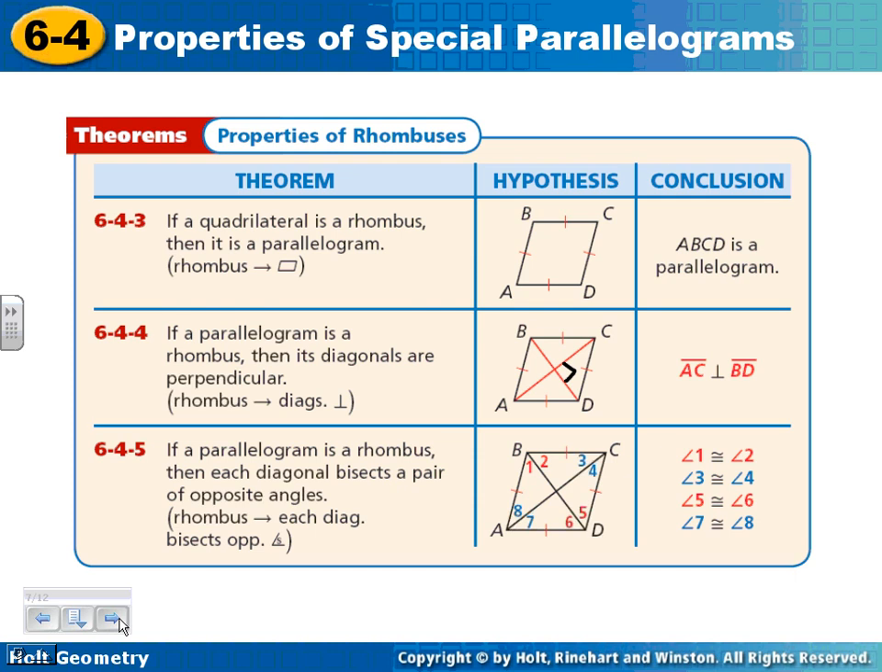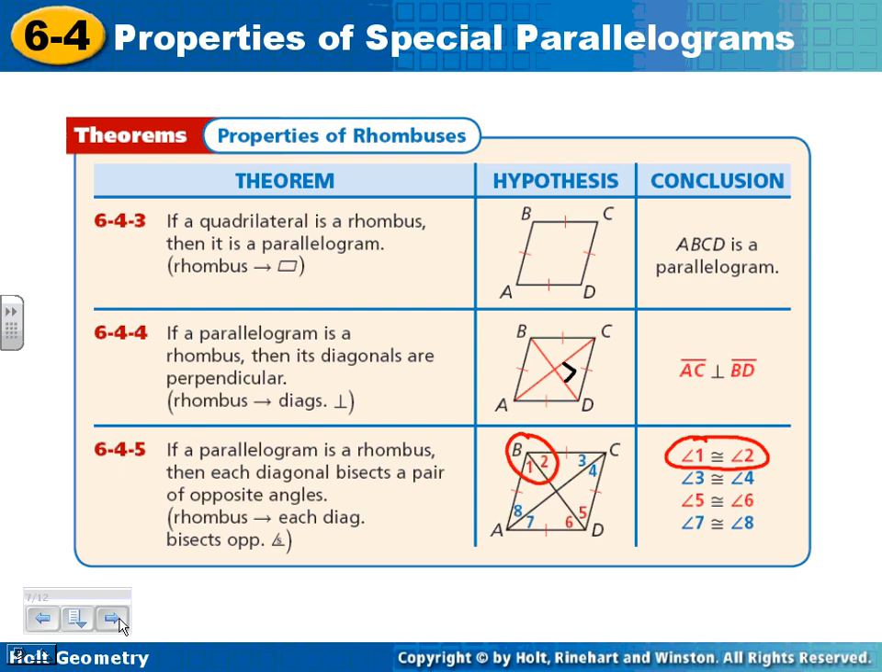And the third one down there, 6.4.5, if a parallelogram is a rhombus, then each diagonal bisects a pair of opposite angles. Meaning, all 4 of my angles are cut in half. Like if you look at angle B, for example, it's divided up into 1 and 2. Well, those are both equal. Angle 1 would equal angle 2. And that would be the case for all 4 of them.